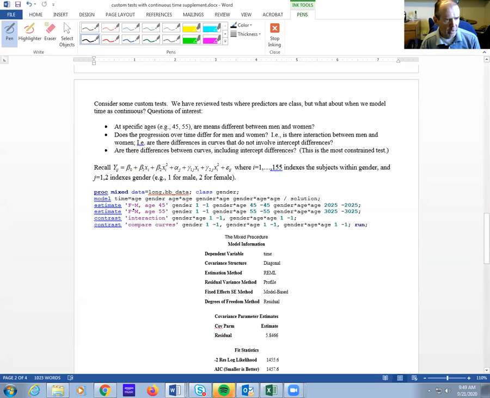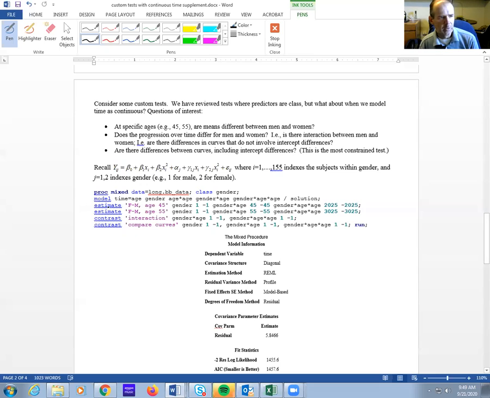So if we're comparing the men and the women at age 45, we end up with an estimate statement that looks like this. Why does age drop out? Well, because we have age 45 for the females and age 45 for the males, it's going to be the same. So that term falls out. But we do have the other terms that don't fall out.